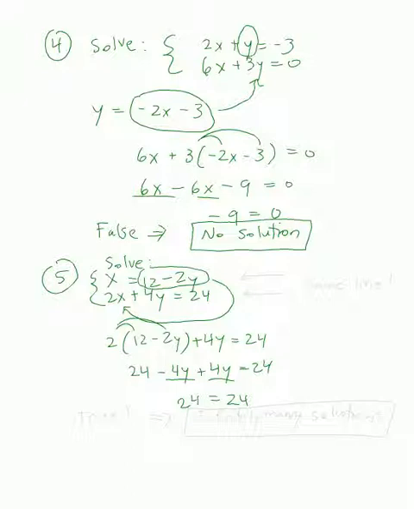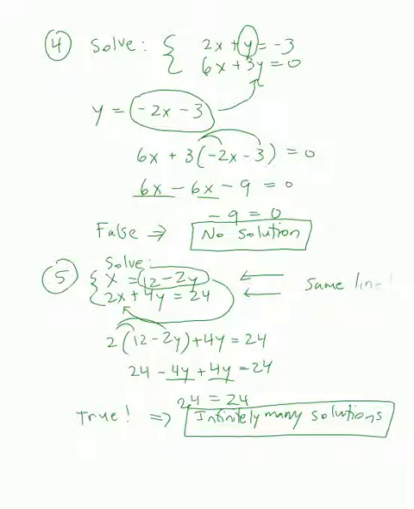So notice that all the variables disappeared again, and we're left with a true statement. This implies that we have infinitely many solutions. In particular, what this actually means is that this line and this line are the same line. Since they're the same line, they actually have an infinite number of solutions since they intersect everywhere.